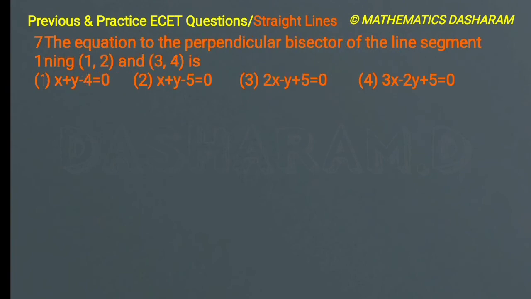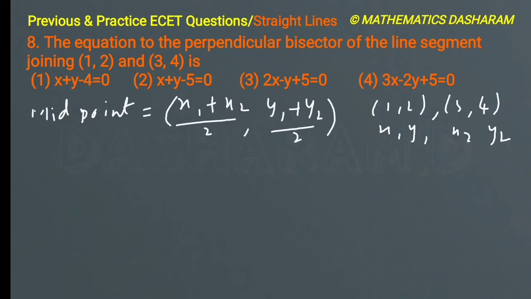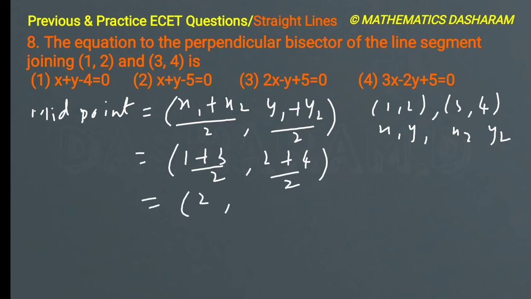Next, the eighth question: the equation of the perpendicular bisector of the line segment joining (1, 2) and (3, 4). Here, perpendicular means 90 degrees, and bisector means the midpoint of the line joining (1, 2) and (3, 4). So let's find the midpoint: (1 + 3)/2, (2 + 4)/2. 1 plus 3 is 4, 4 by 2 is 2; 2 plus 4 is 6, 6 by 2 is 3.